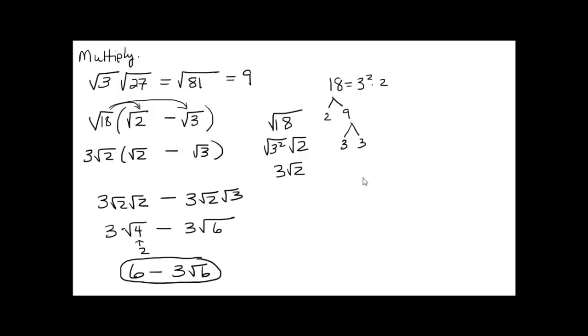Now, some interesting things happen when we multiply sums and differences of radicals together. Let's try that. Square root of 2 minus square root of 3 times 2 root 2 plus 1, for example.